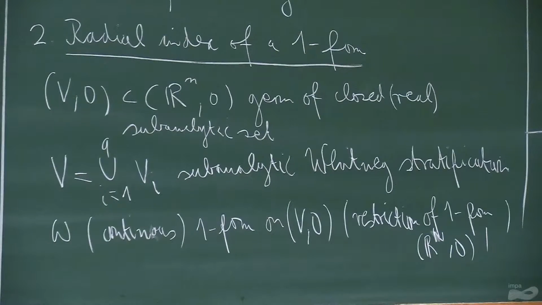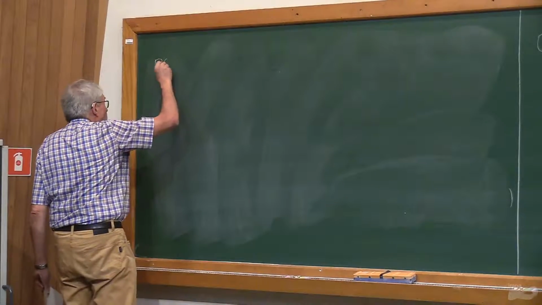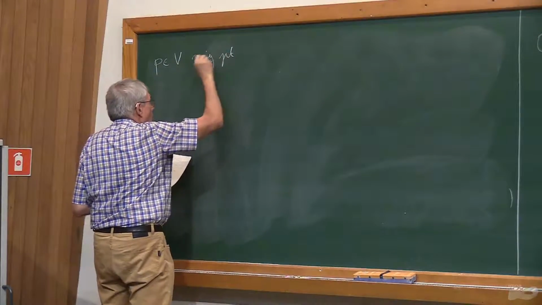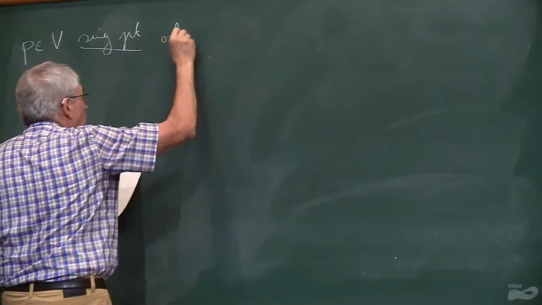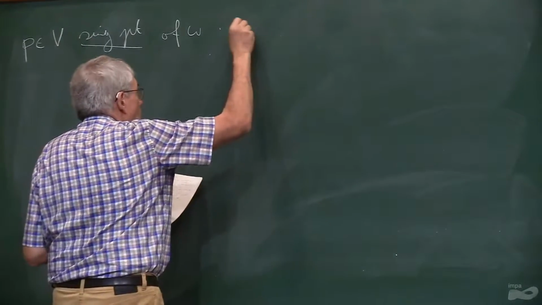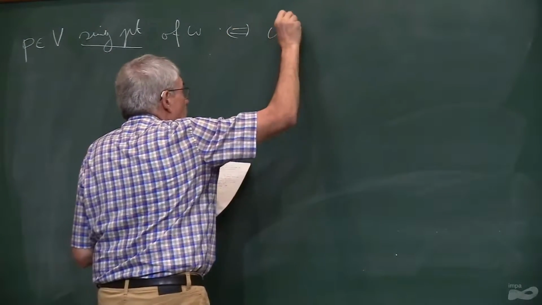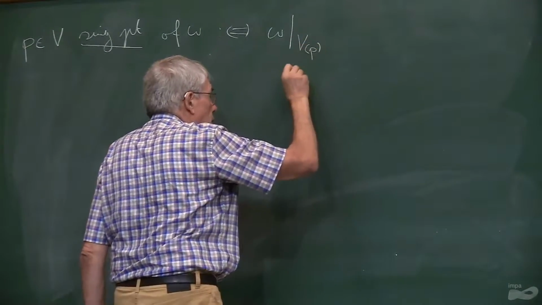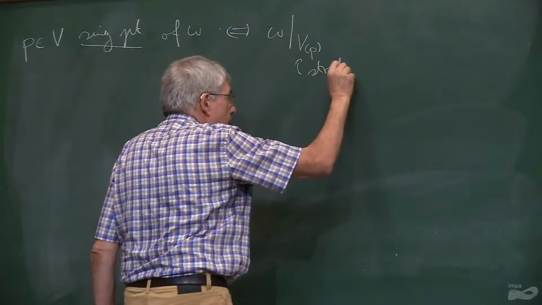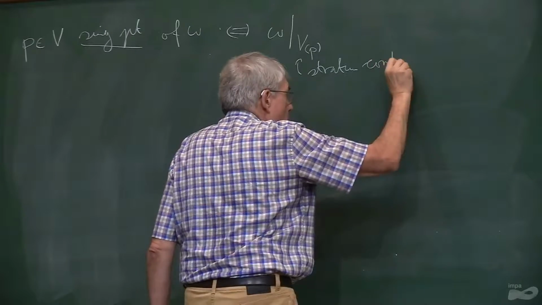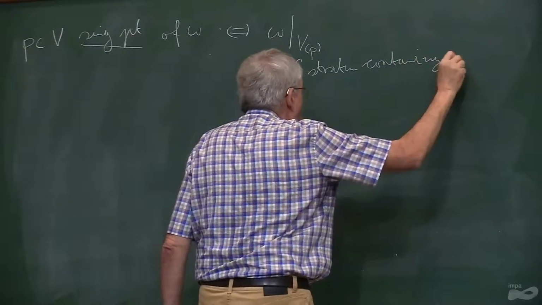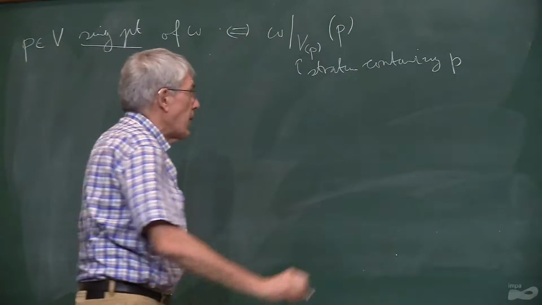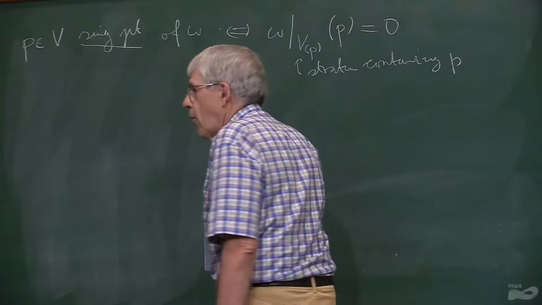So, what is a singular point of a one form? A point P in V is called a singular point of omega if omega restricted to the stratum corresponding to the point P, the stratum containing P, vanishes at the point P. It's zero at the point P.